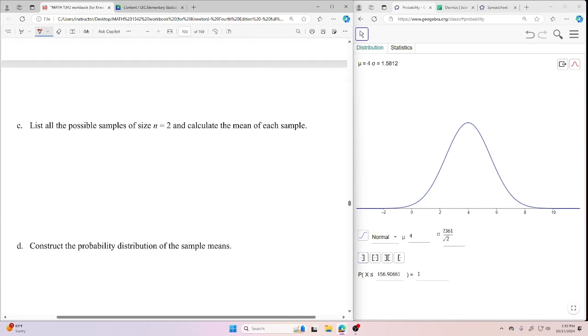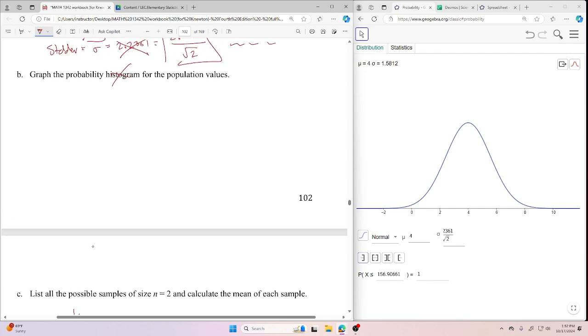List all possible samples. This is sad. Oh, man. Are you ready? List all the possible answers that you can get. Couldn't you get a 1? Is it 1 and a 1?